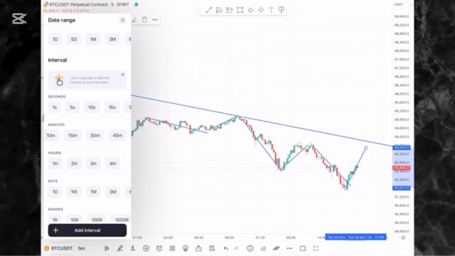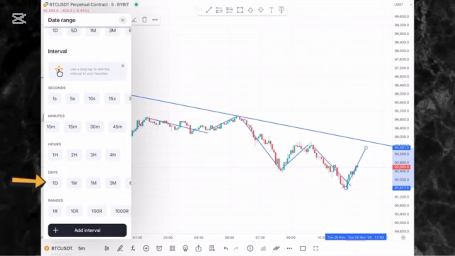I hope you understand. And for that, that's when you can now be using maybe 4-hour time frame. Then you can go to the days. You can use 1 day time frame, 1 week time frame, 1 month time frame, 3-month time frame, and so on. So that's the first factor that will determine the type of time frame you use.